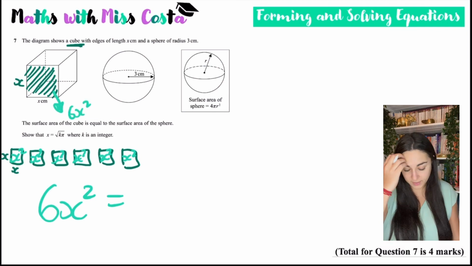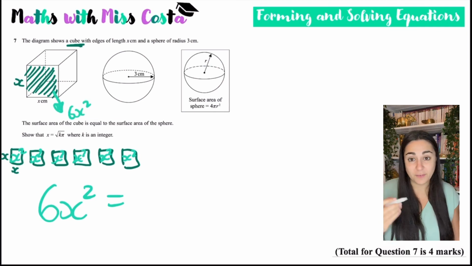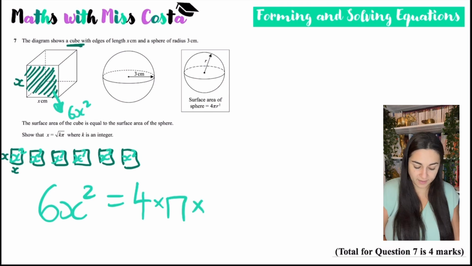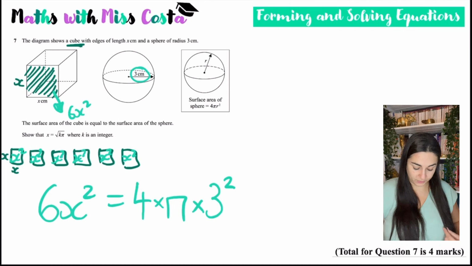Now we're told the surface area of a sphere, they've given you the formula, is 4 pi r squared. So we'd say 4 times pi times radius squared. They've given us the radius here. Remember, radius is from the center of the circle to the outside. So 3, I can write 3 squared, or I could write 9, depending on how you work and how quickly you simplify. So let's just simplify that a bit.